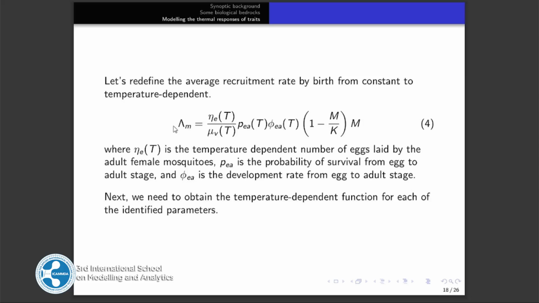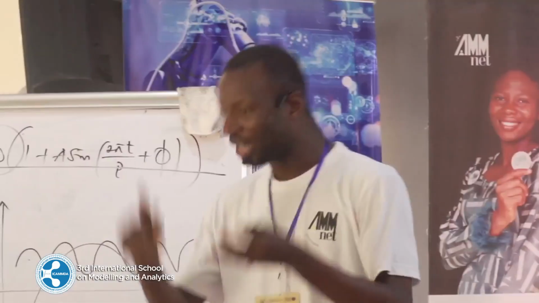So this was constant before, just lambda m. But we are now saying that this can also be defined as this. This is just talking about the birth rate of the adult mosquitoes. And if you look at what we have here now, a lot of things have been lumped together. Though I'm still going to explain each of the terms, here we're not talking about egg, larva, pupa.